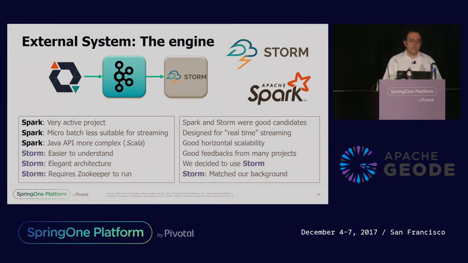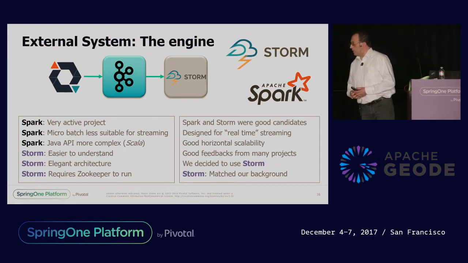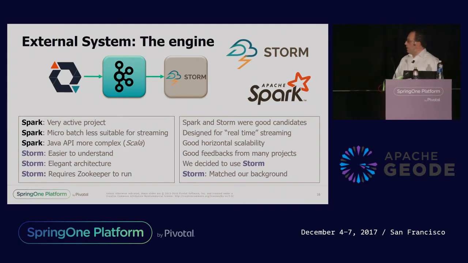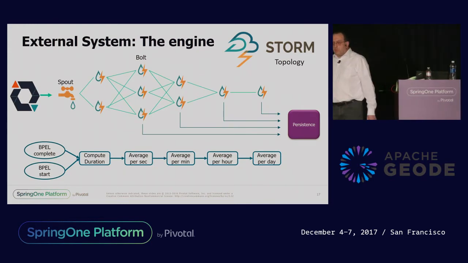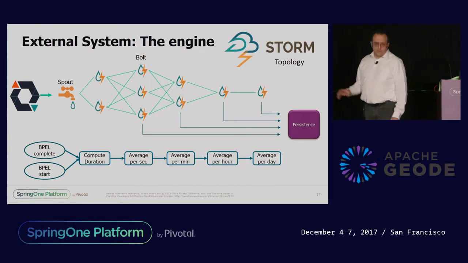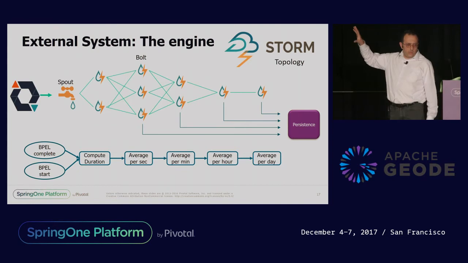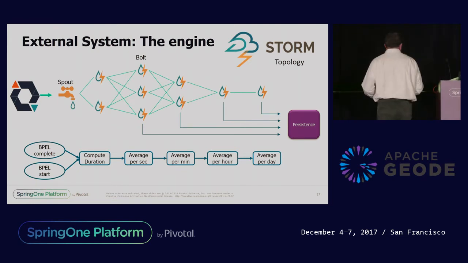On the other side, we were impressed by Storm, which was easy to understand, with an elegant architecture, but it also required Zookeeper to run. So because Storm matched our background, we decided to use Storm. I would like to enter a bit into the detail of Storm, not because I want to do some advertising for Storm, but because I want to compare what we have in Storm with what we will get with Apache Geode.